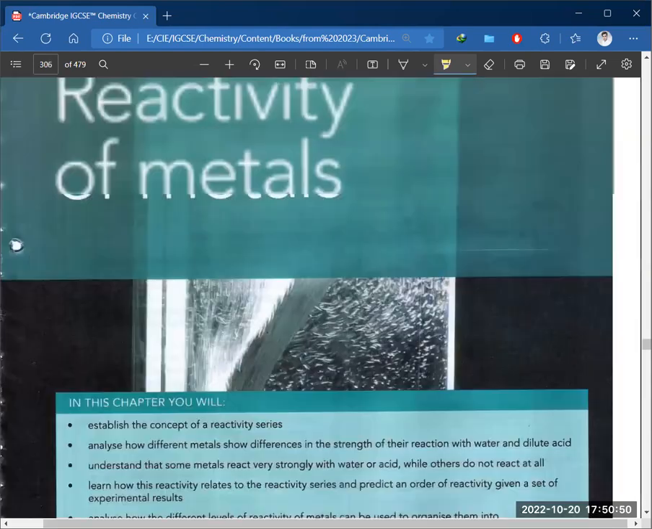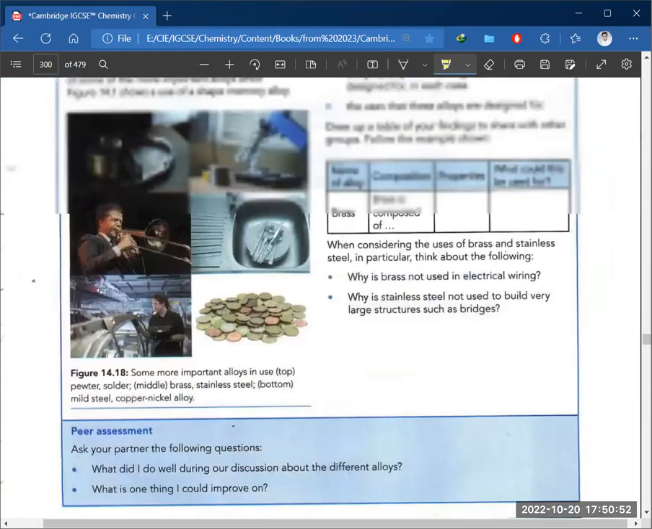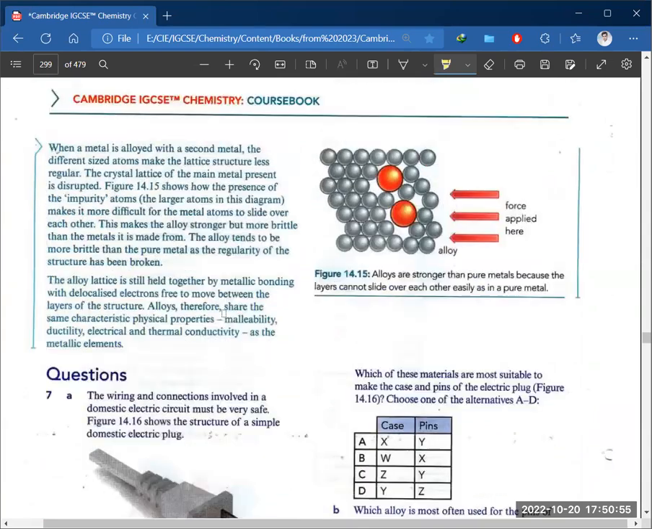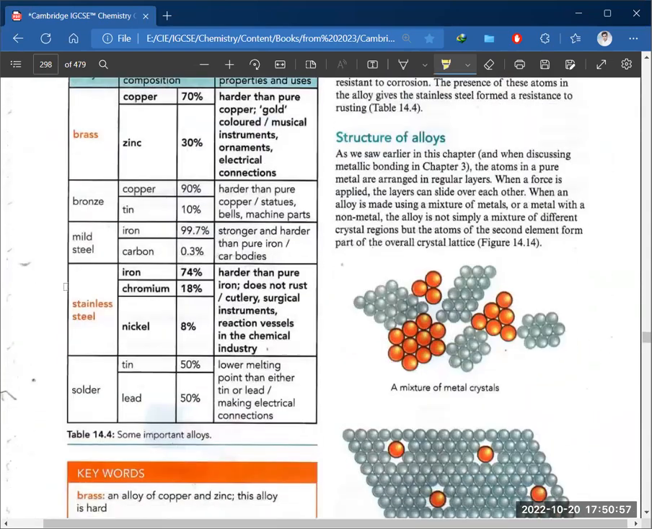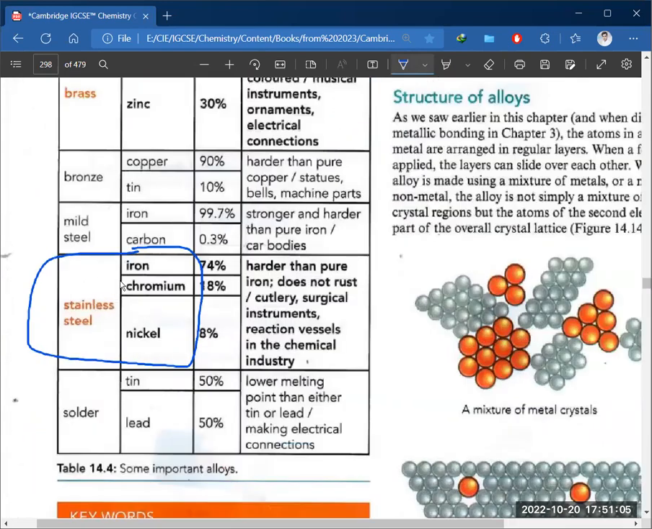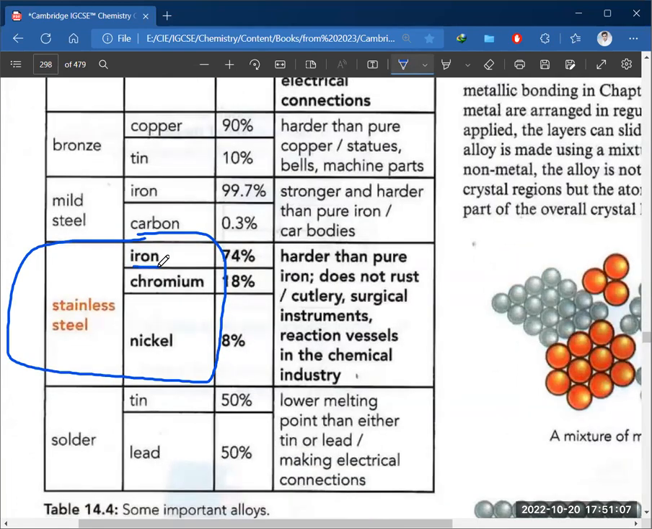Does it have iron? Yes, it has iron, chromium, and does it have more? Yes. Now, Diana, read this part. What does stainless steel have? Iron, chromium, nickel. And what are the percentages? How much iron does it have? 74%. How much chromium? 18%. And nickel? 8%. So iron, chromium, nickel. That's what stainless steel is.